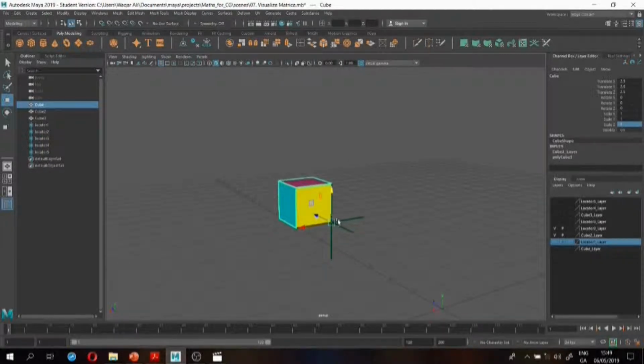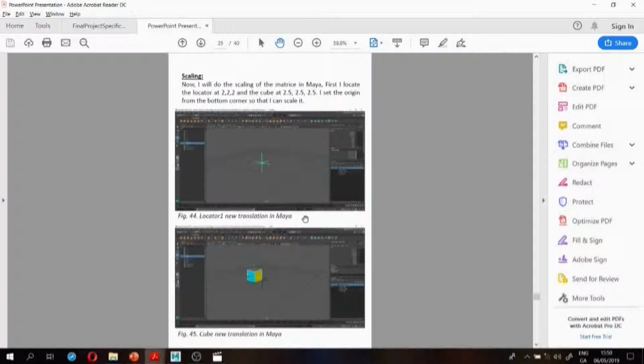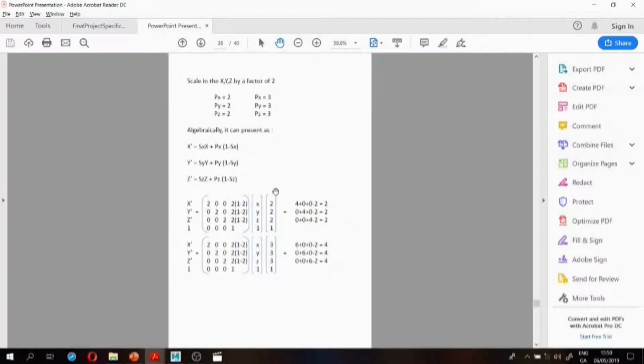That's our original matrix here, and now we are going to apply the scaling. We'll do the scaling of this matrix, of this cube in Maya. That's the location showing here. Scaling xyz by a factor of 2, which will be written as px is equal to 2, py is equal to 2, pz is equal to 2, px is equal to 3, py is equal to 3, and pz is equal to 3. Algebraically, it can be written as x dash is equal to sx times x plus px times (1 minus sx). Y dash is equal to sy times y plus py times (1 minus sy), and z dash will be sz times z plus pz times (1 minus sz).